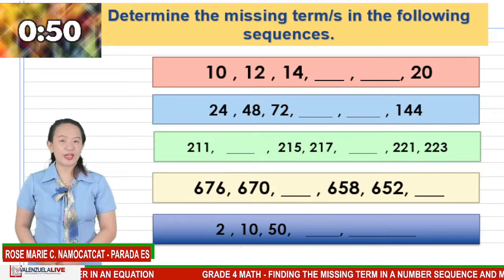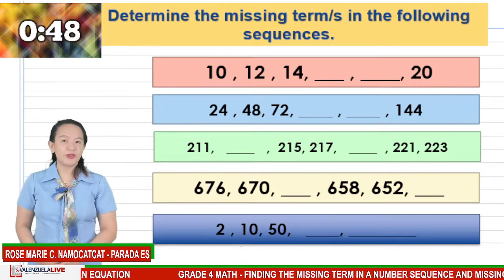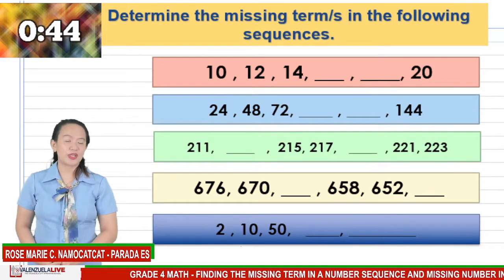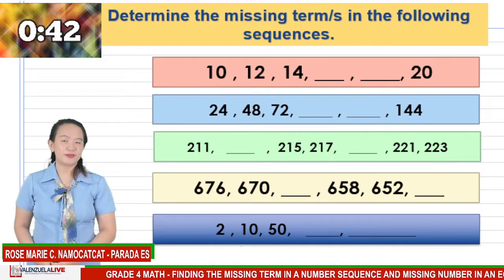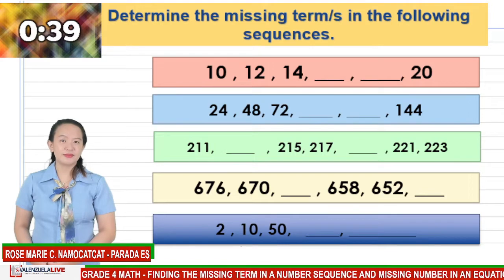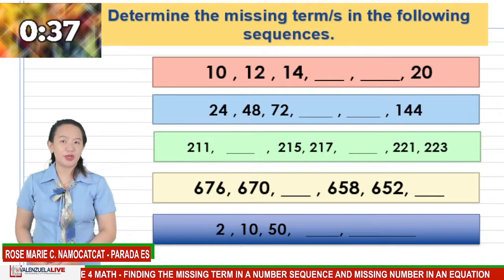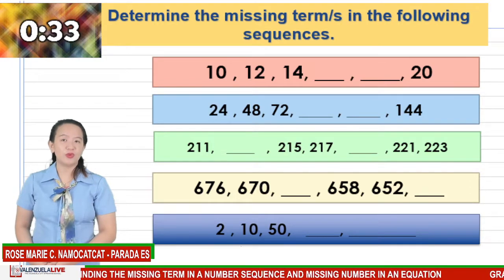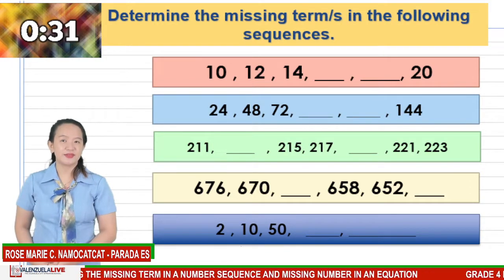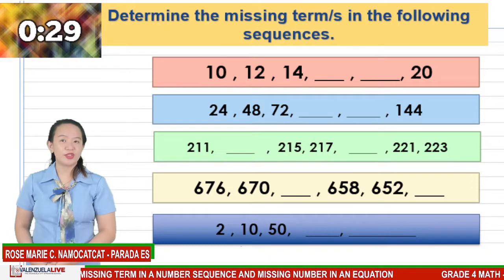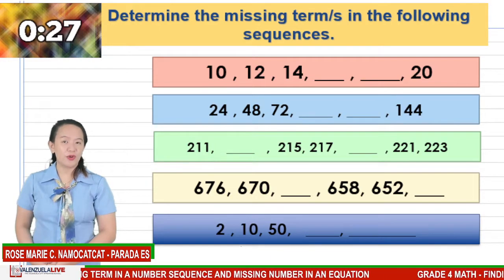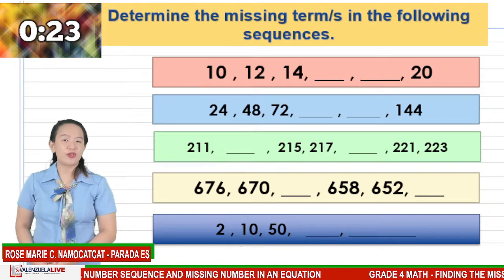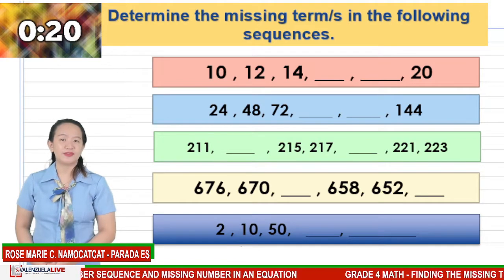Okay, grade 4, be careful. You should look at the different patterns that we have in the different examples or given numbers. For number 1, I'll be giving you a clue. It is multiples of 2. Great. And for the next one, we have the numbers 24, 48, 72. We have the multiples of 24.